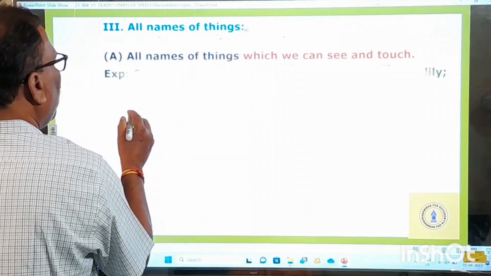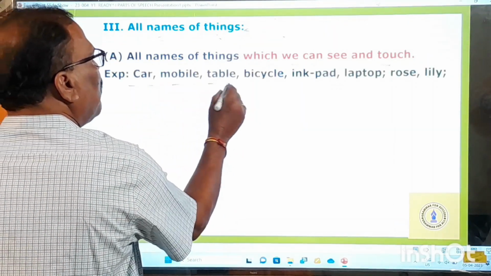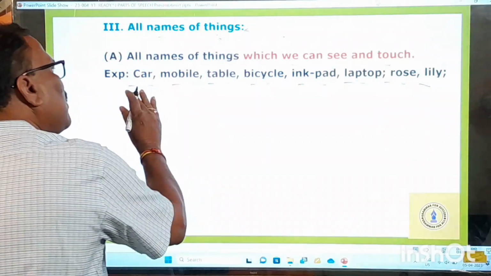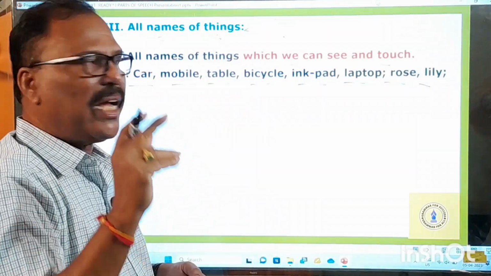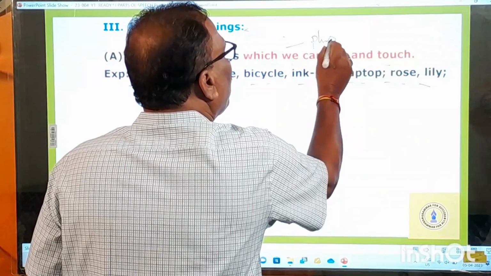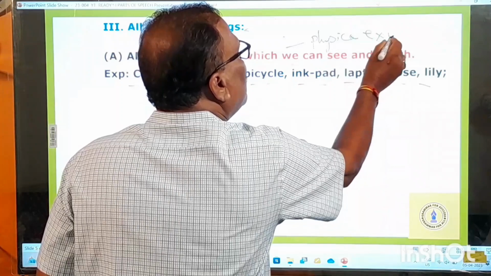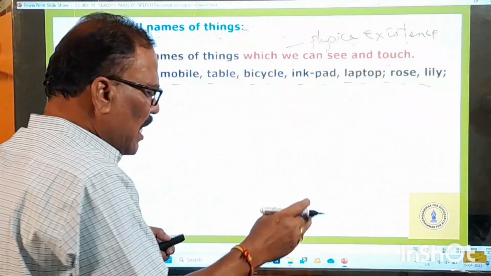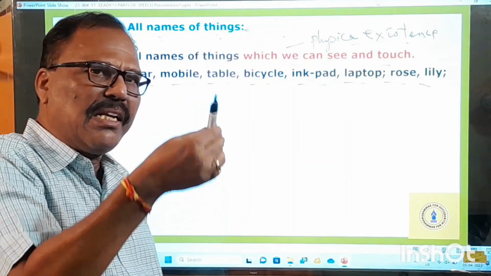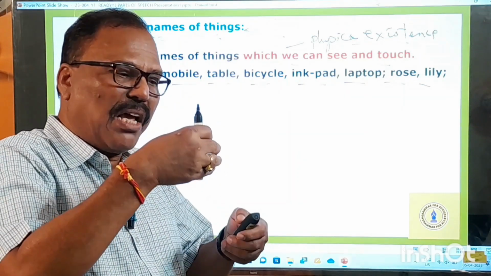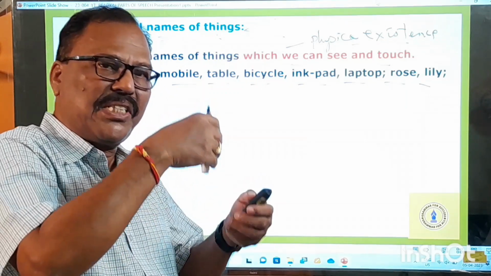And here you pay attention. Car, mobile, table, bicycle, ink pad, laptop, rose, lily. All these are the things which we can see and touch. And therefore, these things have physical existence. This is the main feature of these things. They have physical existence. That means they are physically alive.